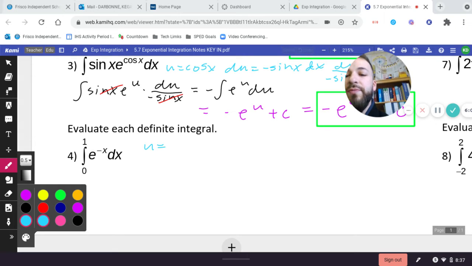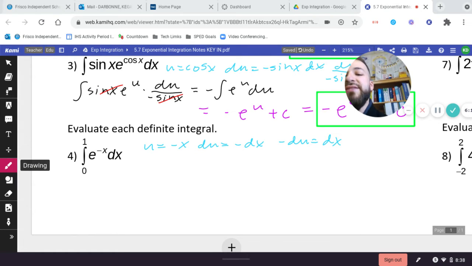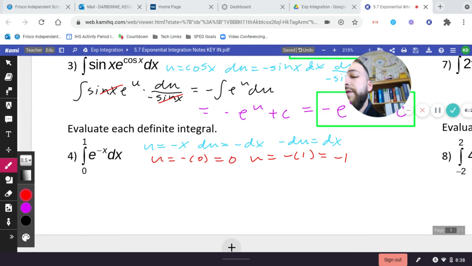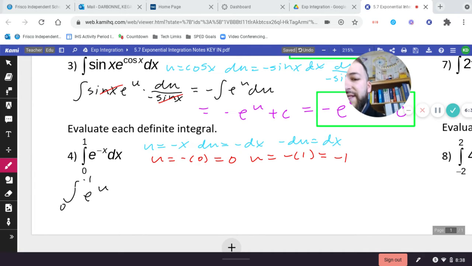So u is equal to negative x, which means du is equal to negative dx, which means negative du is equal to dx. So basically, I'm just going to get an extra negative in there. Okay, then I have to do my change of base. So u is equal to negative 0, which is just 0, and u is equal to negative 1, which is negative 1. So this becomes the integral from 0 to negative 1, e to the u times negative du.